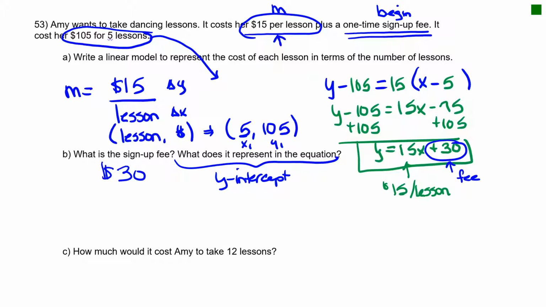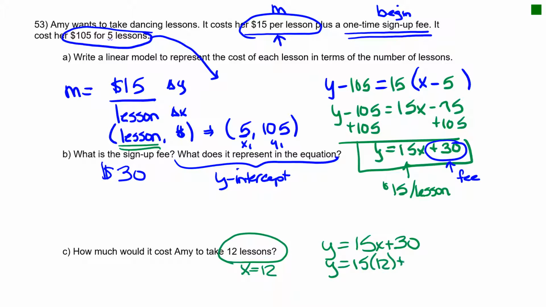How much does it cost Amy? Oh, I think that's funny, Amy. Oh, it's going to cost Amy's parents to take 12 lessons. Lessons up here we said were x, so we're going to let x equal 12. So y equals 15x plus 30. I'm going to put 12 in place of x. I'm going to go to that handy dandy calculator again, because can you believe I don't know 15 times 12? I'm a little goober. So I have 180 plus 30, and that tells me it's going to cost $210 for Amy to take 12 lessons.